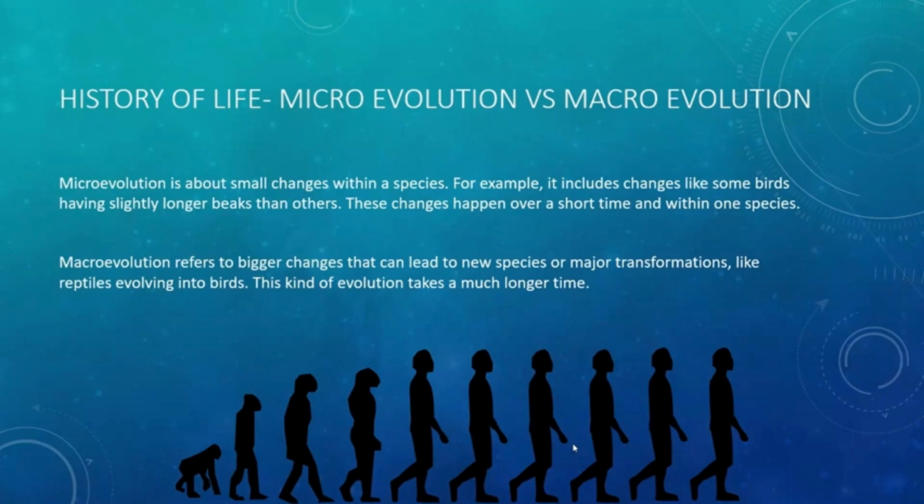Microevolution is about small changes within a species. For example, it includes changes like some birds having slightly longer beaks than others. These changes happen over a short time and within one species. Macroevolution refers to bigger changes that can lead to new species or major transformations, like reptiles evolving into birds. This kind of evolution takes a much longer time.